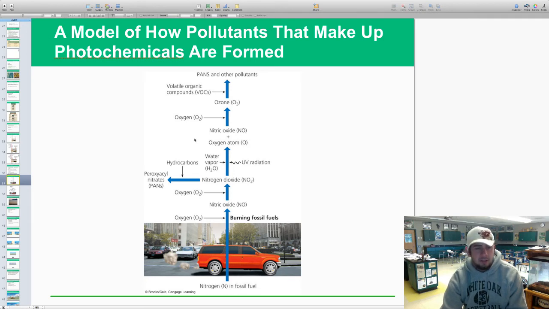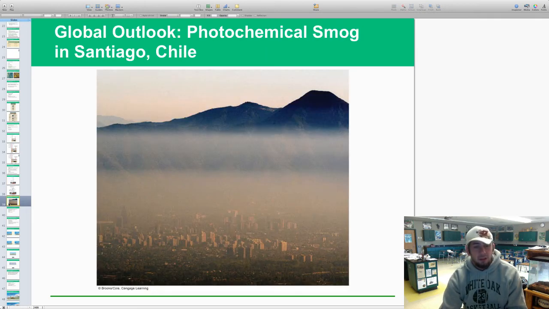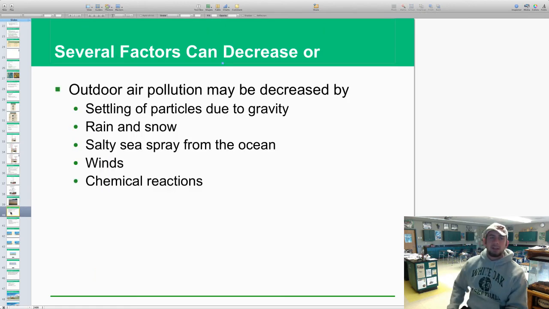So that's the makeup of it, how it works as it goes increasingly higher in elevation, and this is what it looks like, kind of a scary, eerie image over Santiago, Chile. All right, so let's look at several factors that can decrease or increase it and really have a major impact.